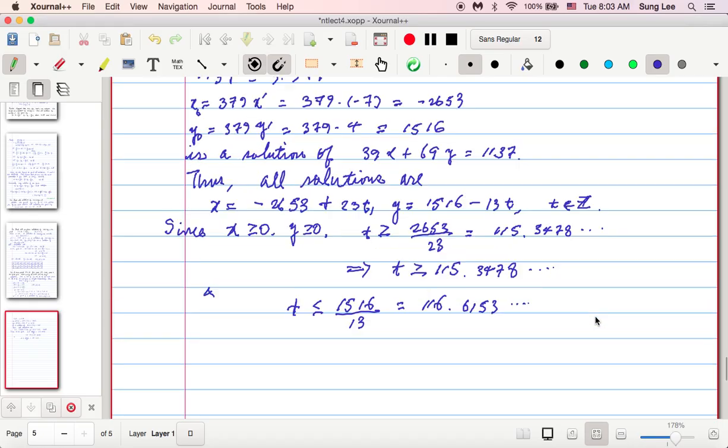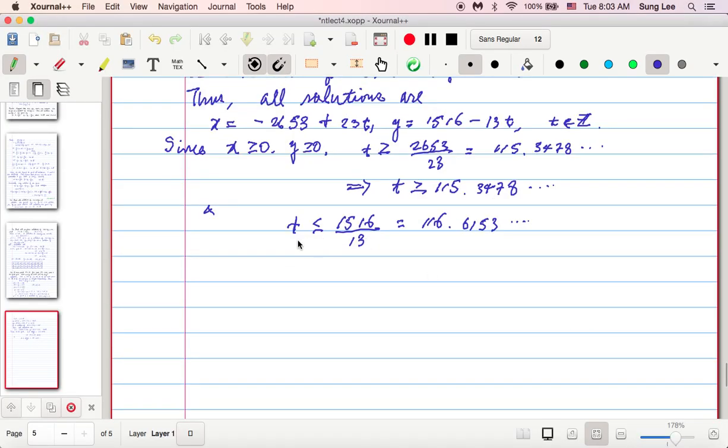Okay? So here, there is only one integer value for t which satisfies both inequalities, greater than or equal to 115.3478 and so on, less than or equal to 116.6153 and so on. I mean, you know what it is, right? I mean, t equals 116. So this implies t equals 116.